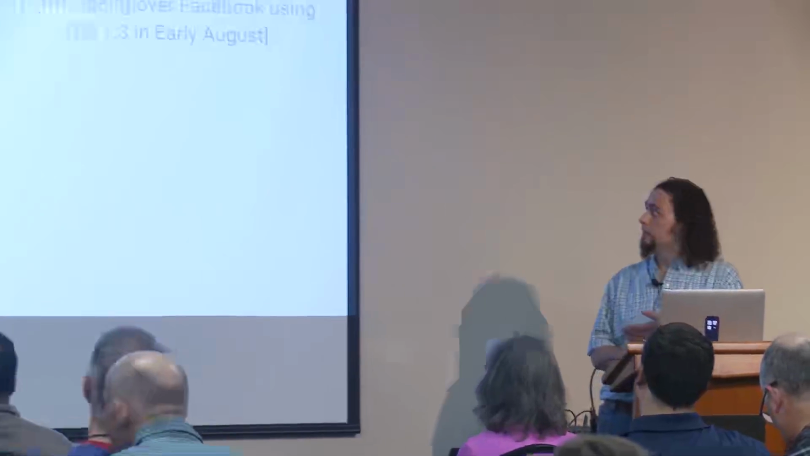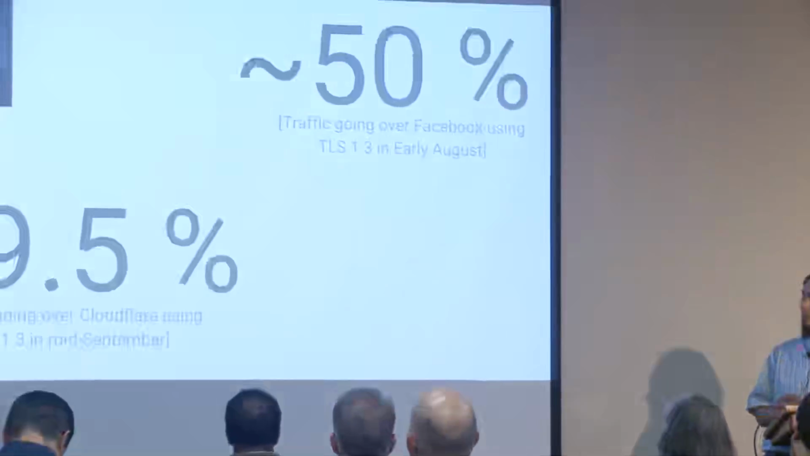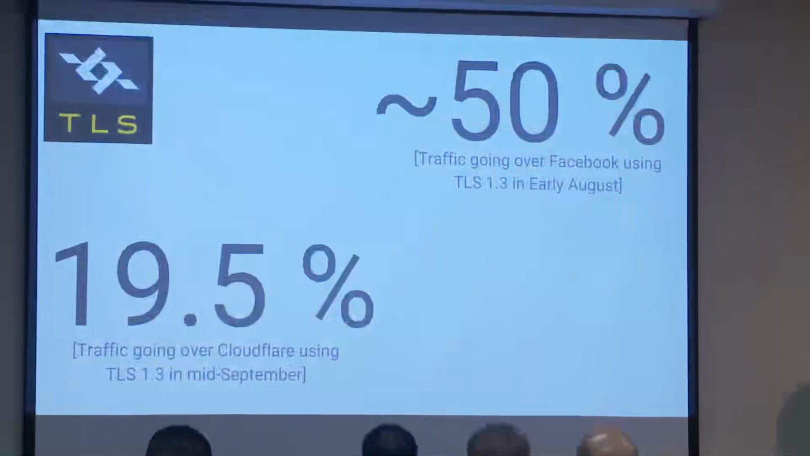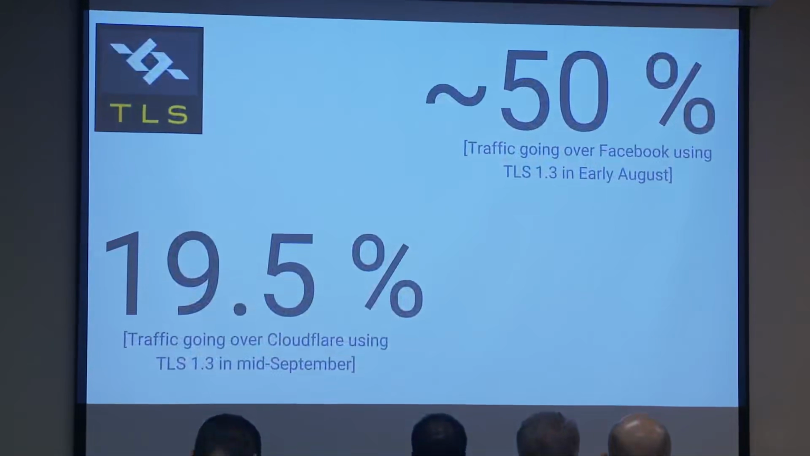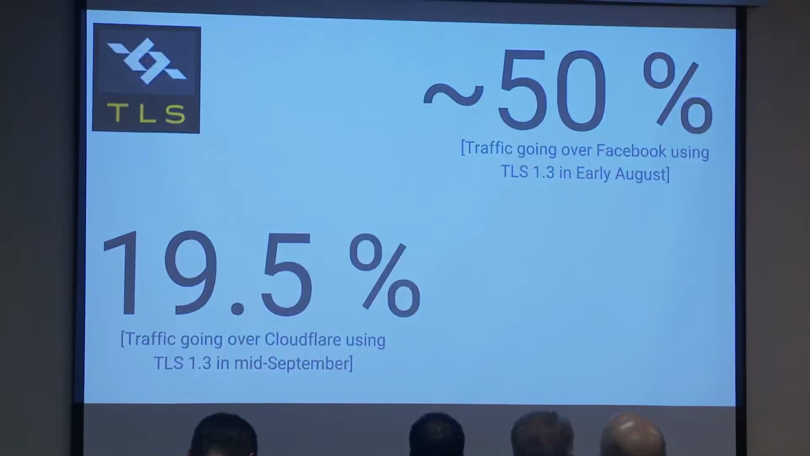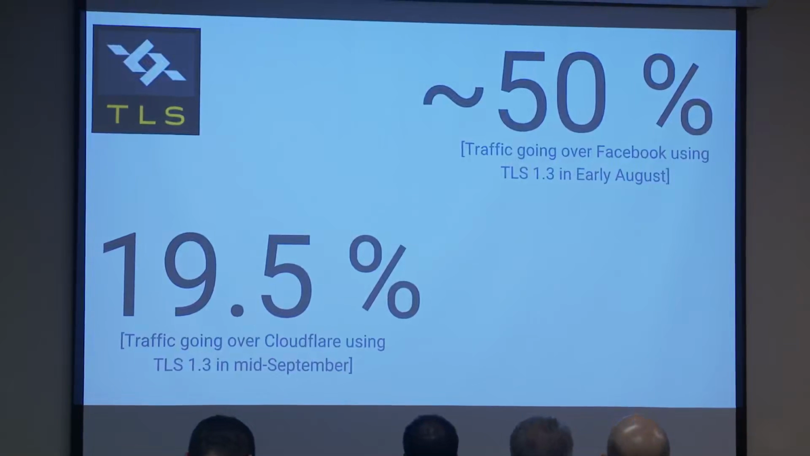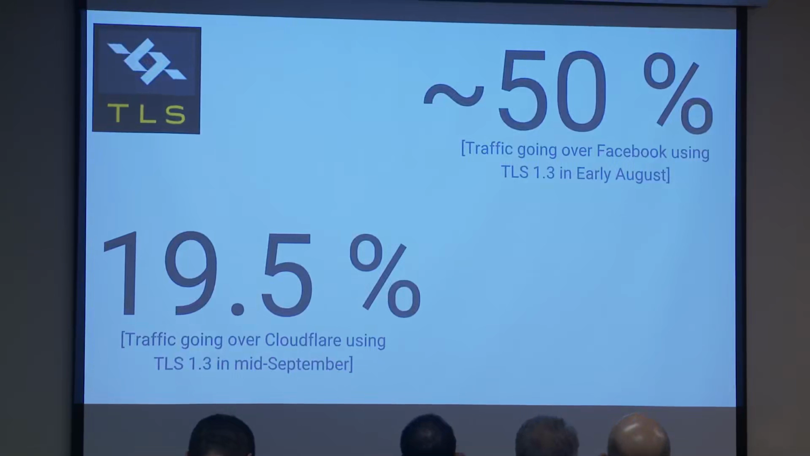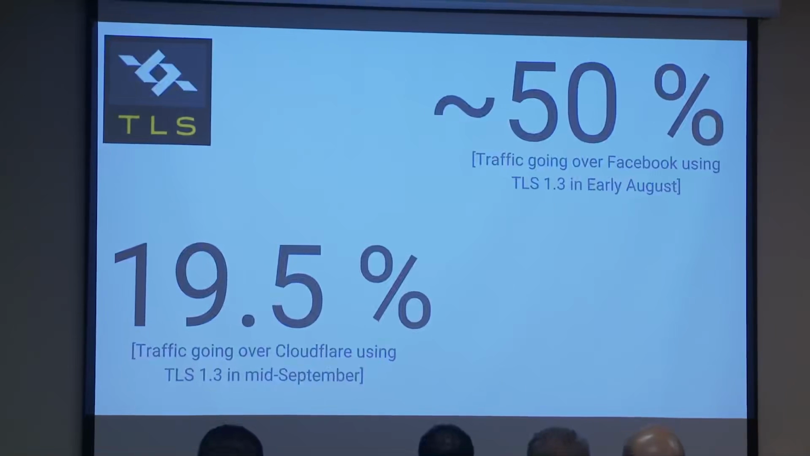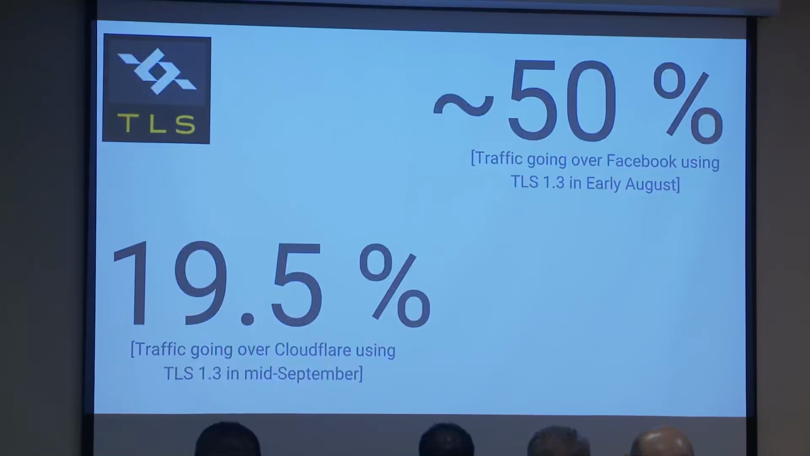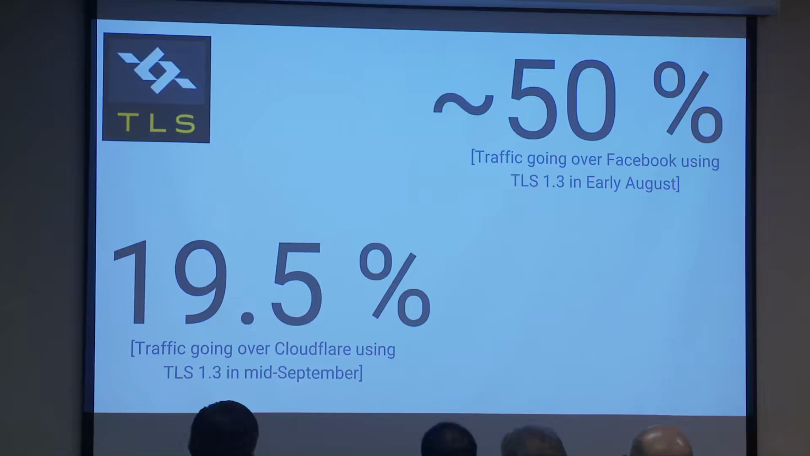So as far as rolling out support for TLS 1.3, Facebook, as far back as early August, so basically as soon as this RFC was published, was already at 50% TLS 1.3 traffic. The only stuff that wasn't going TLS 1.3 were old applications that people hadn't updated yet from their various app stores, and browsers that hadn't rolled out support for TLS 1.3 yet. Cloudflare in mid-September was already at 20%. And that's because they don't control their clients.